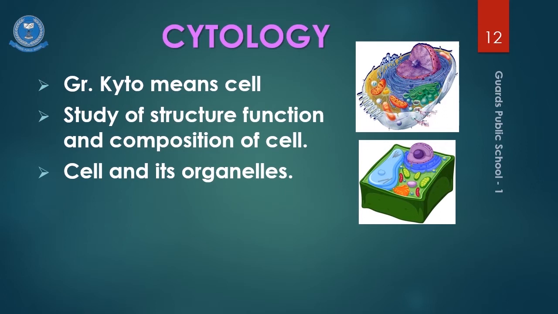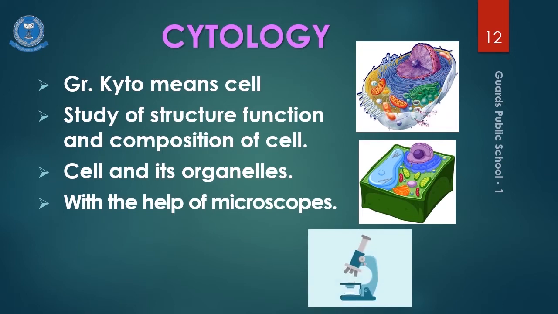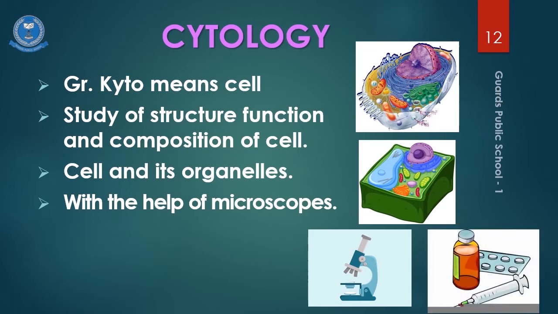Students, a cell is the smallest entity in which all life can exist. So we need a microscope to study the cell. Students, it is a very important branch for researchers or biologists because it helps them in generating vaccines, medicines, etc. You can also remember cytology as cell biology.